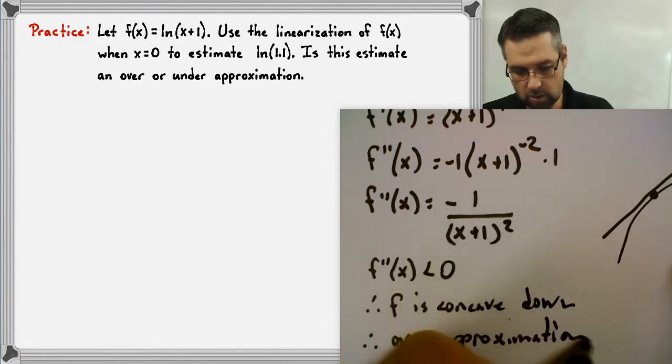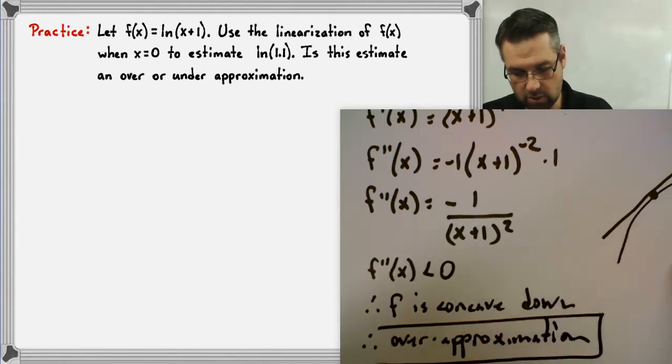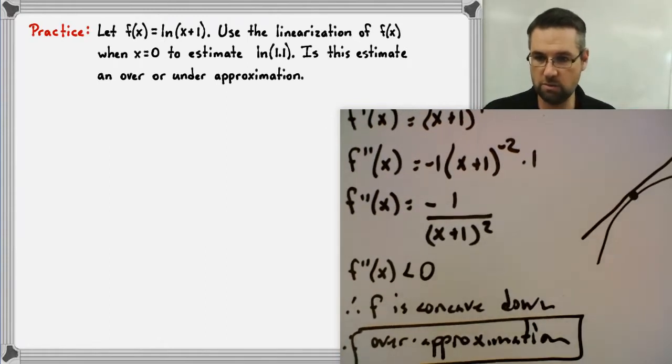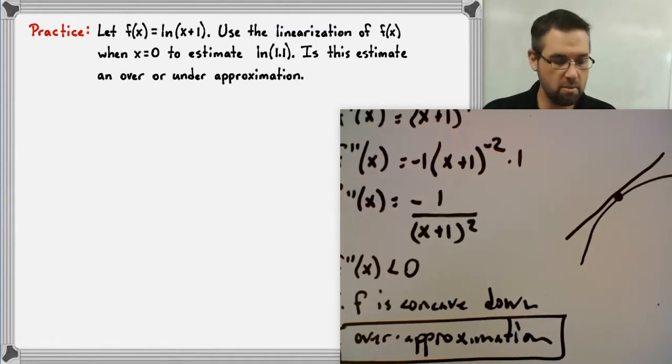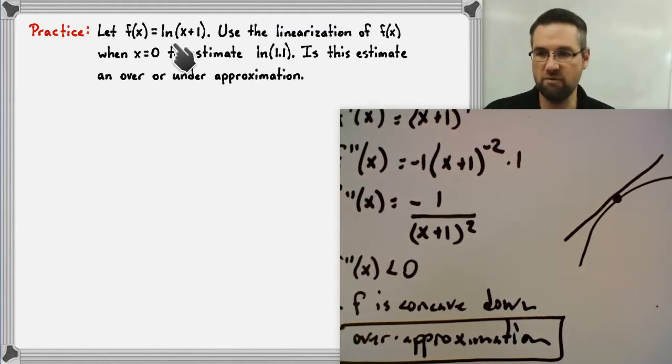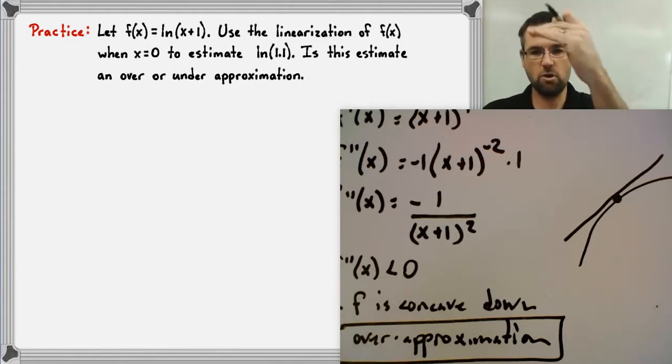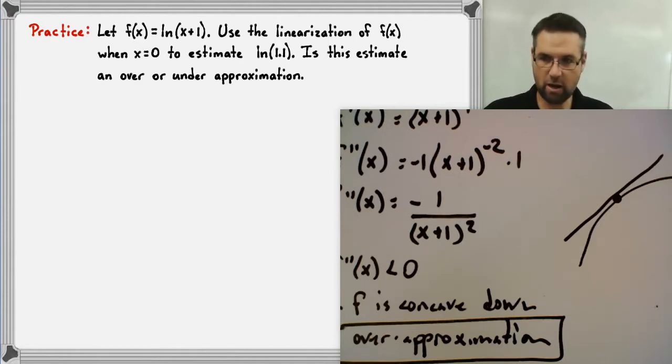Okay, so that is our answer along with our justification there. Now, we knew this. We knew that it was going to be concave down because we're talking about a natural log function, and natural log always has that curvature to it that makes it concave down. It's shifted back 1, but it's still concave down.